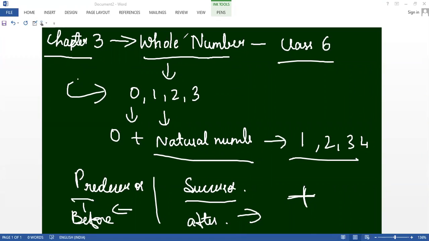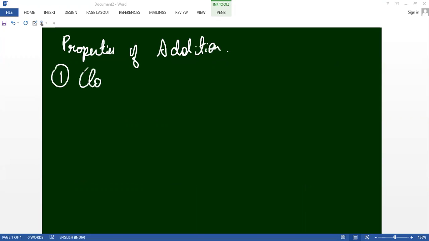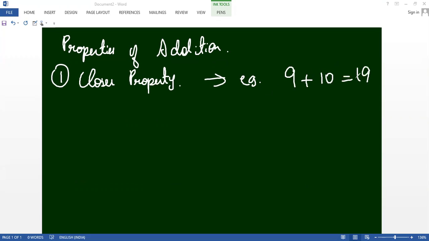Now the next concept is the properties. Now let us study the properties of addition. In addition, the first property is the closure property. An example is 9 plus 10, that is equal to 19. So this is the closure property: the addition of two whole numbers gives a whole number, 19.